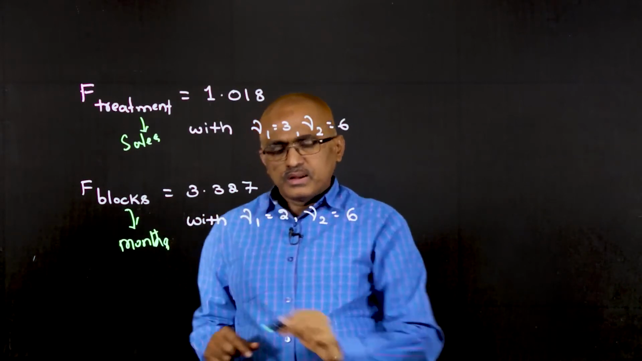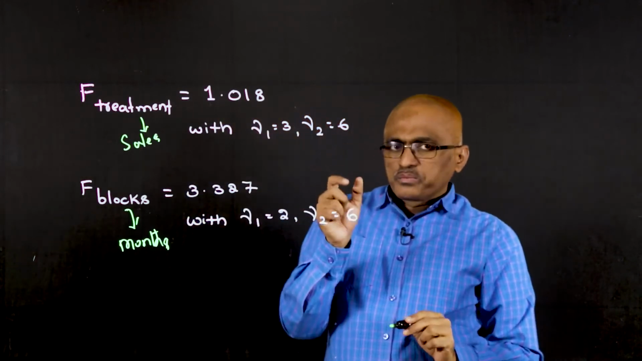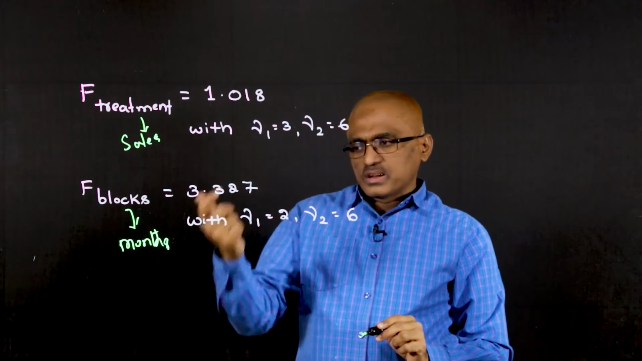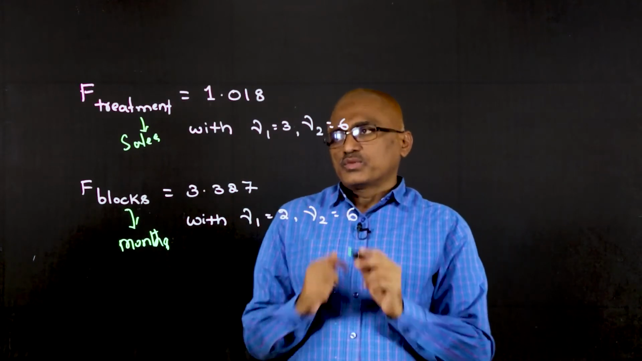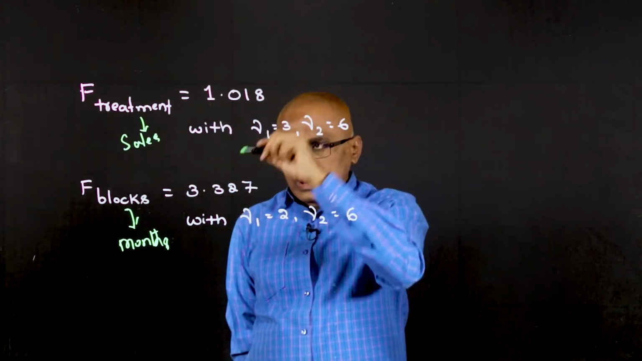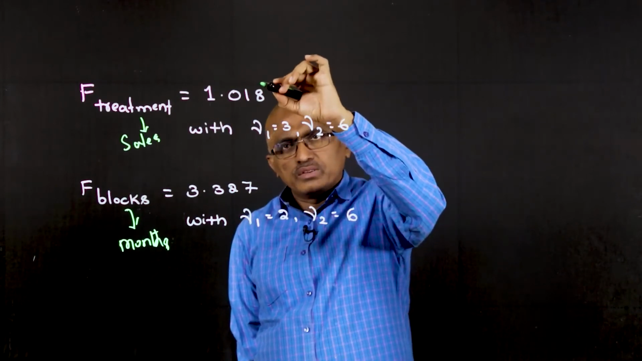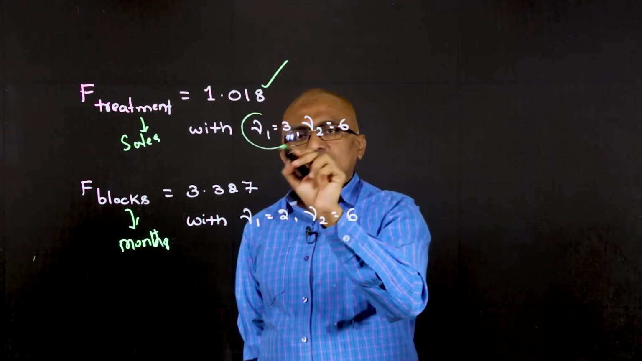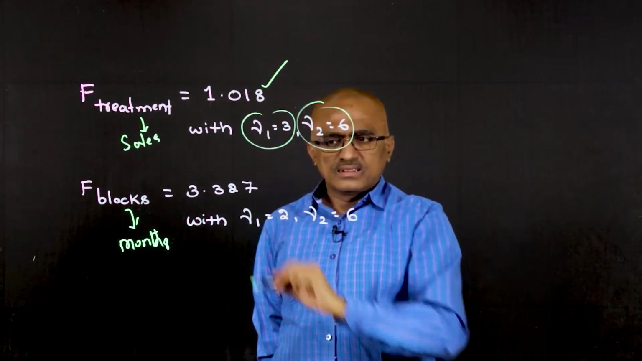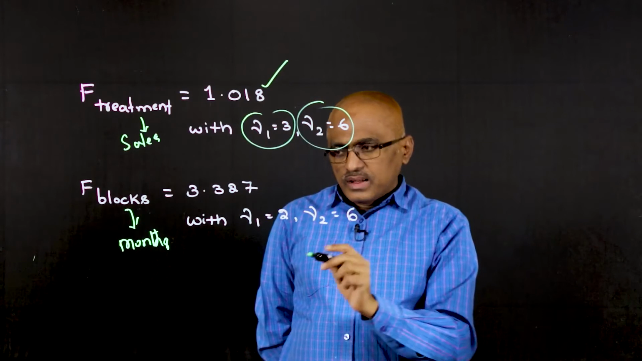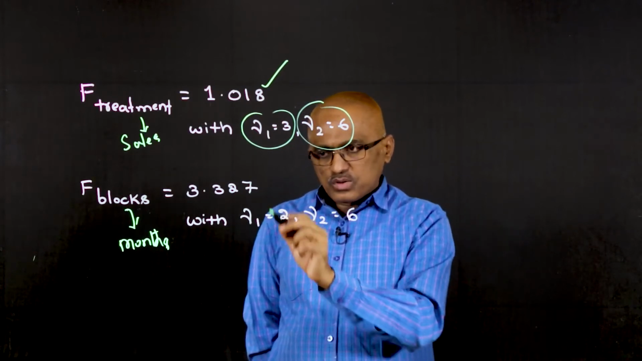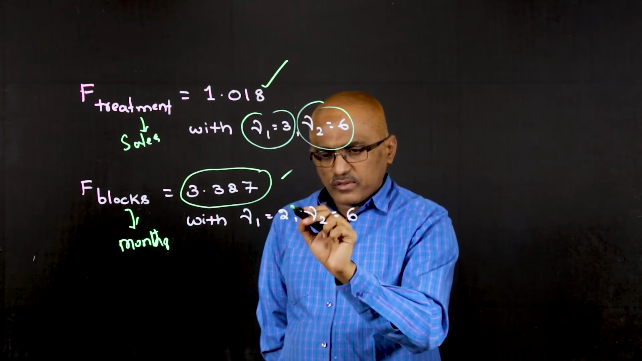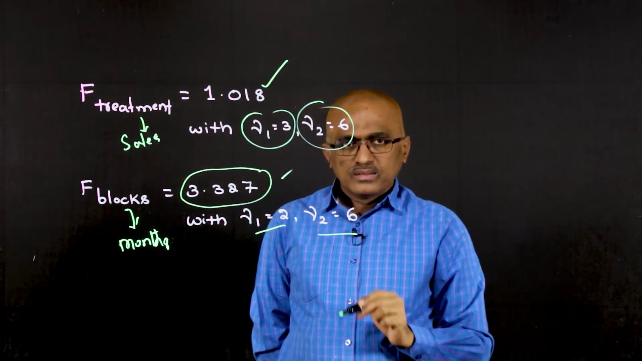And if you remember the beginning, we are going to test a hypothesis related to sales and one more hypothesis related to months. So with respect to sales, what we got is 1.018 with the corresponding degrees of freedom 3 as well as 6. And similarly, with respect to the months, that is rows, we got the calculated value 3.327 with degrees of freedom 2 as well as 6.